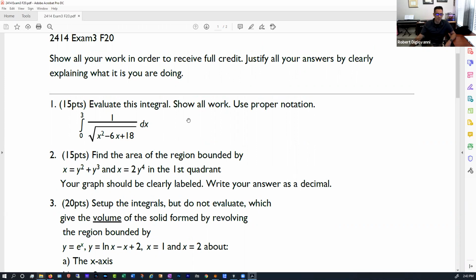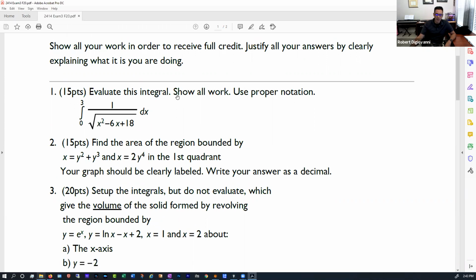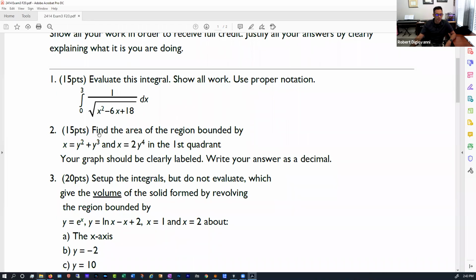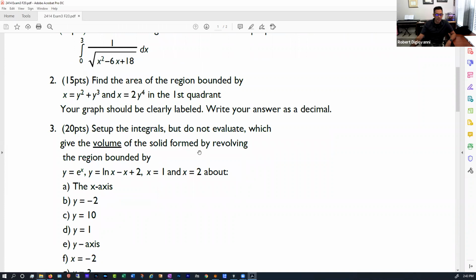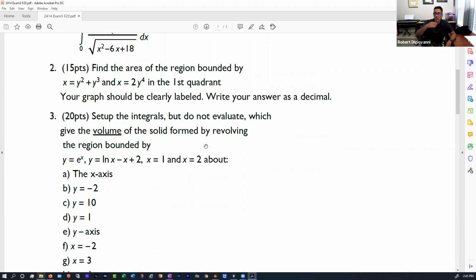Now you need to read these instructions. Evaluate the integral, show all your work. I want you to take this integral all the way. Find the area, label the graph, write your answer as a decimal. There are certain ones where I tell you do not do the integral. Set up the integral, don't evaluate. I told you that maybe I was going to have you do the integrals on the computer. No, if I say don't evaluate them, don't evaluate them. Just leave them where you have the formula set up.